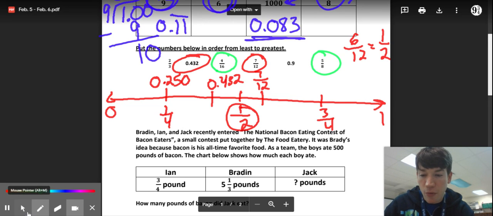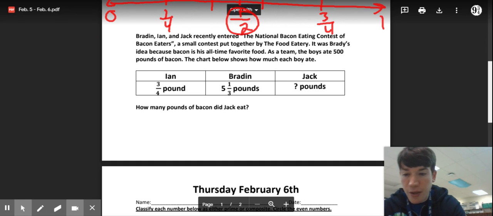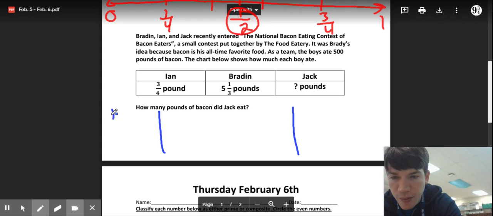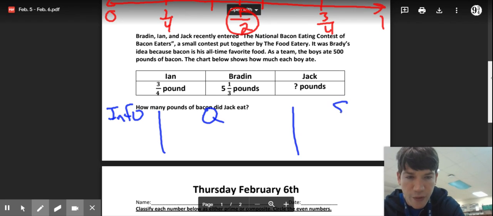All right, moving on to the last question. Make a chart here. So we have our three sections. We have our info, we have our question, we have our strategy.